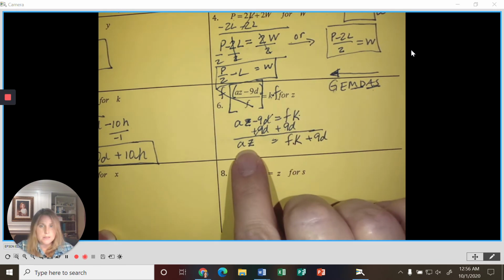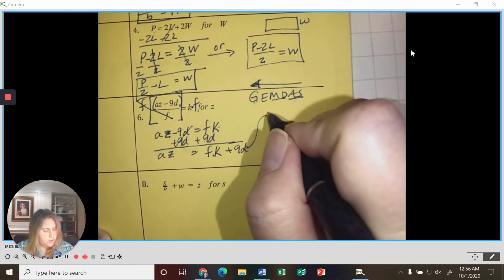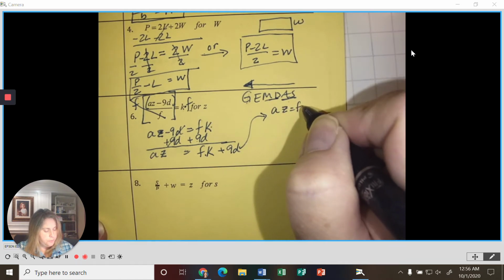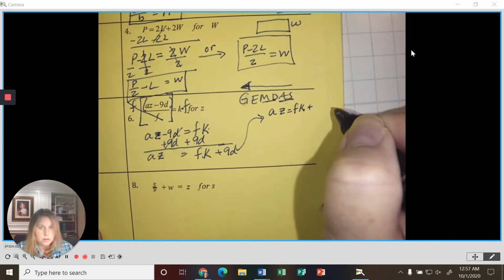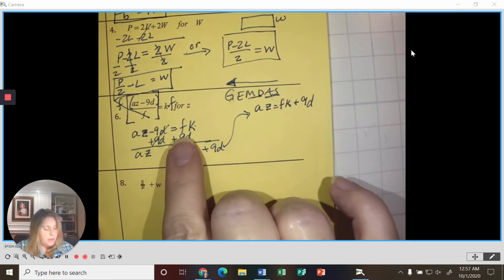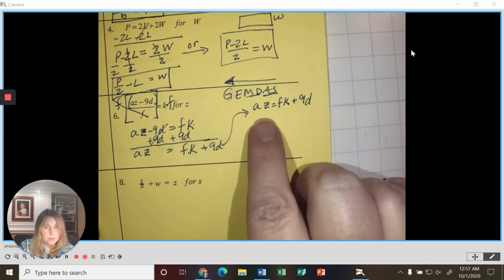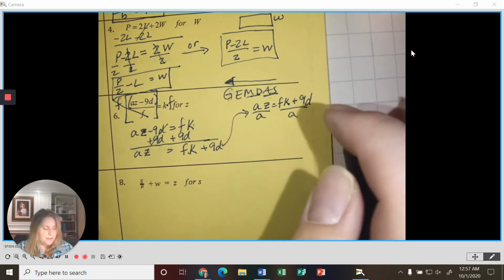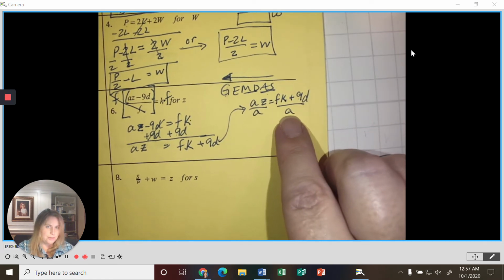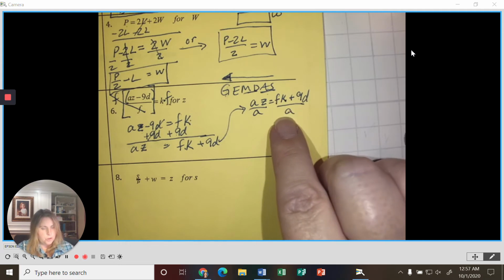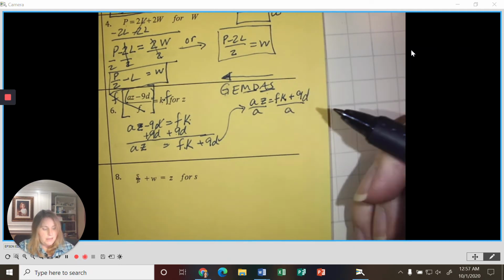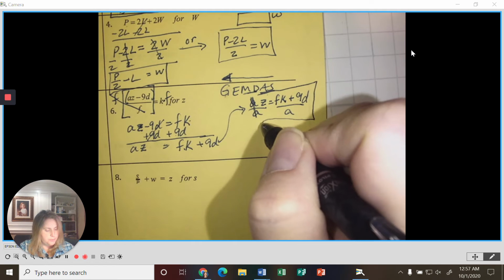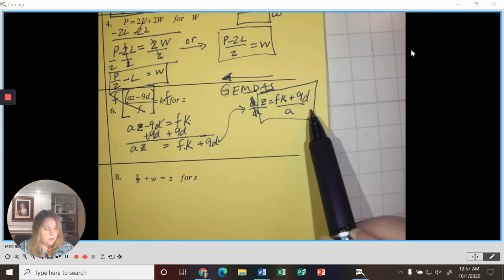Okay, and then I'm kind of out of room here and I don't want to squish this all here, so I'm just going to rewrite that line. az equals fk plus 9d. And then the last step to solve for z is being multiplied by a, so we divide by a, and I'm just going to leave that all as one big step since we really don't have anything that could cross cancel. If it were a number, I'd probably be more likely to separate that out. a divided by a is 1, and this leaves us with z equals fk plus 9d all over a.